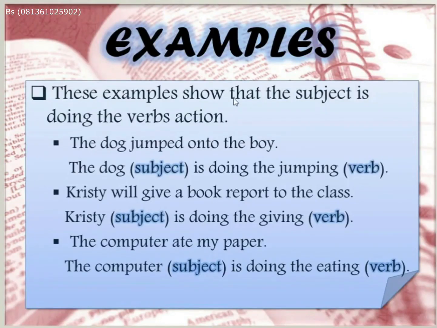The examples show the subject is doing the action in the sentence. The dog jumped onto the boy. The dog is the subject, doing the action of jumping. Christy will give a book report to the class. Christy is the subject, doing the action of giving. The computer ate my paper. The computer is the subject, doing the action of eating as the verb.